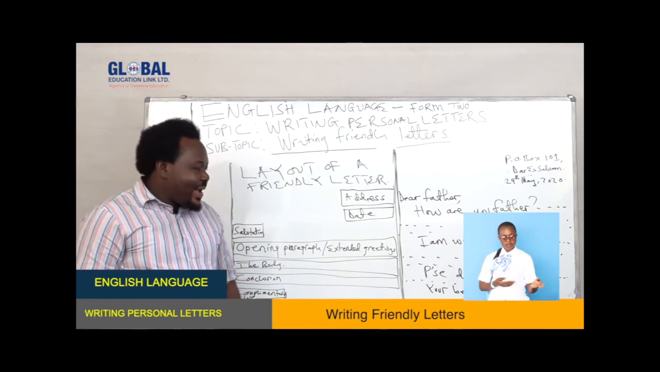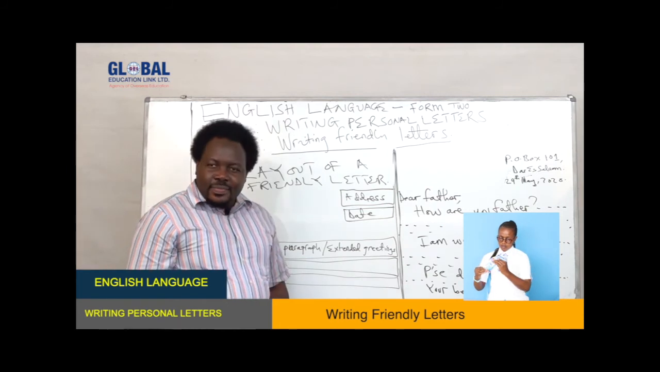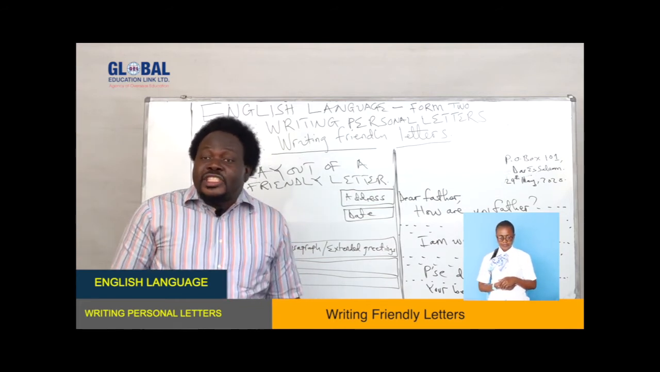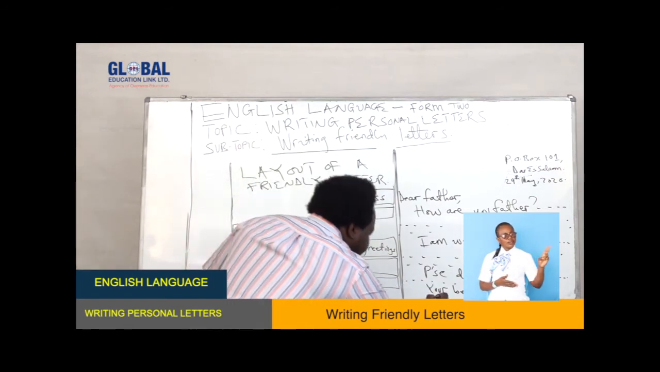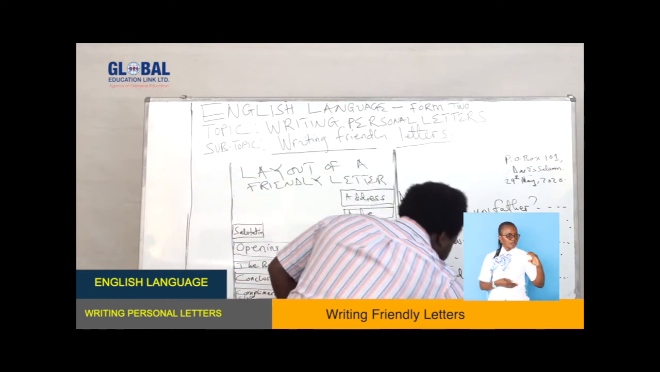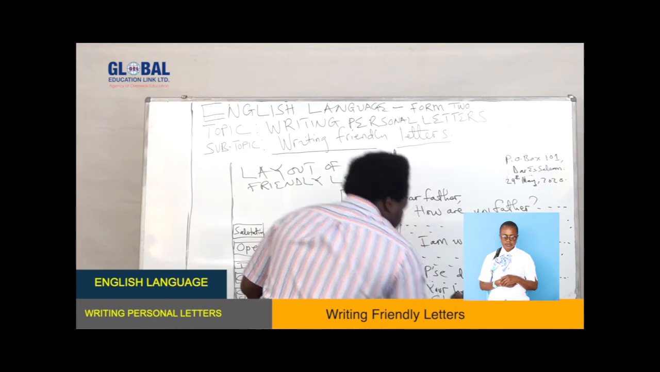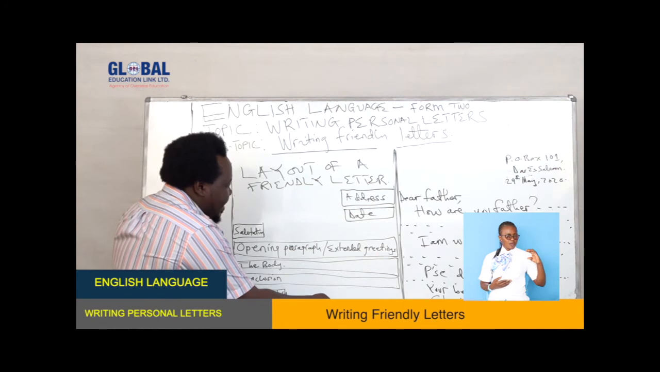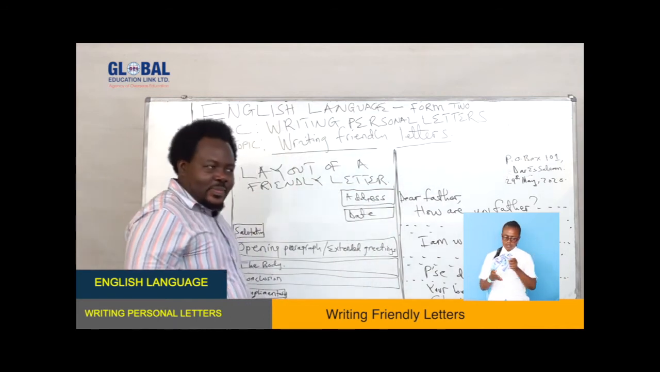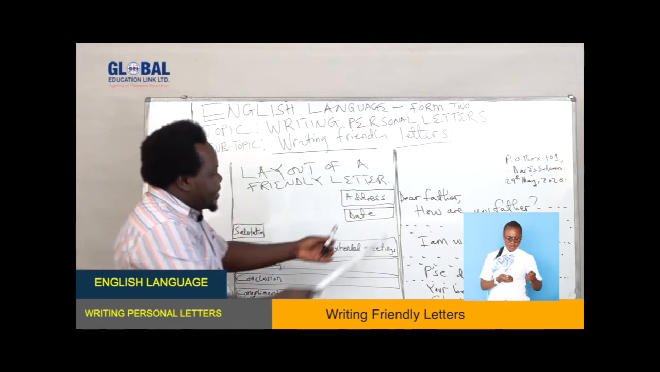You see? After the complimentary clause here, it is followed by the writer's name. Your name. What is your name? The one writing it. Probably your name is Chacha. So if your name is Chacha, here we are going to see Chacha. Let me write it well here. See? So Chacha is the name of the writer. Chacha is writing a letter to his father. So this is the way a friend letter can be written, basing on this style.